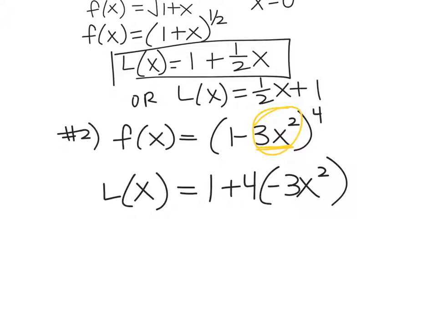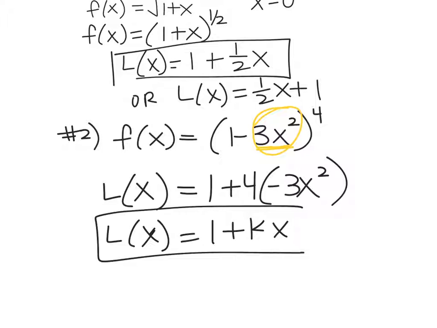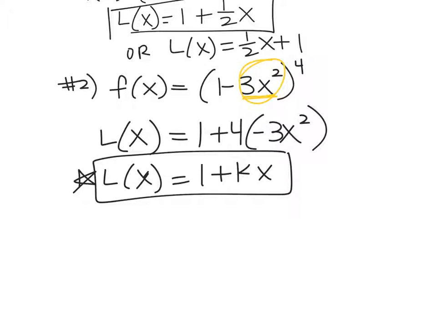Okay, so the formula for the linearization is 1 plus kx. I'm using this shortcut right here. You bring the 4 down in front of it. Do you factor the 4 in then? Yeah, you multiply it in. So then you get the linearization, and I always say linearization in quotations because it's not linear. But anyways, it's equal to 1 minus 12x squared. And that would be the answer.